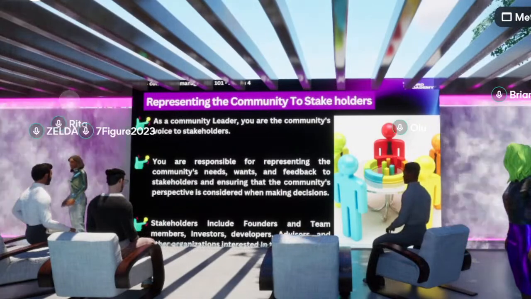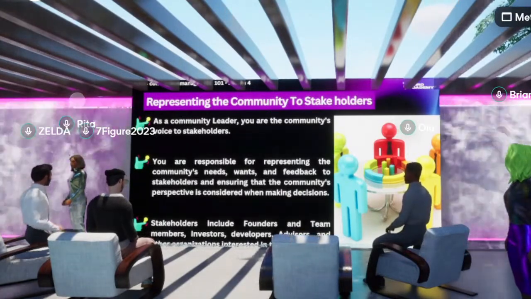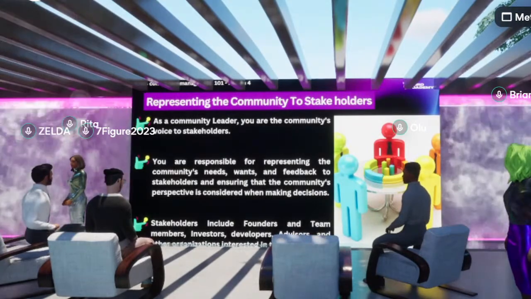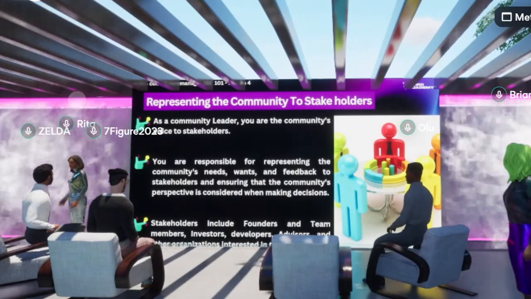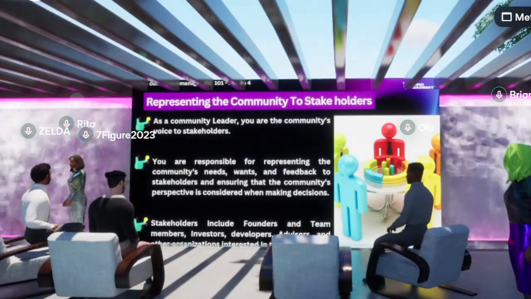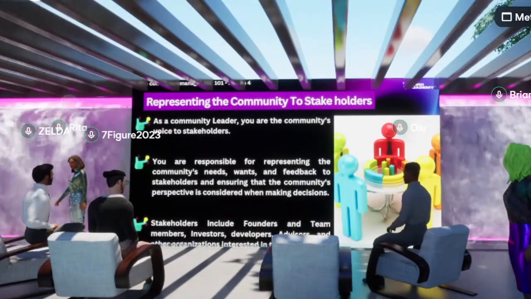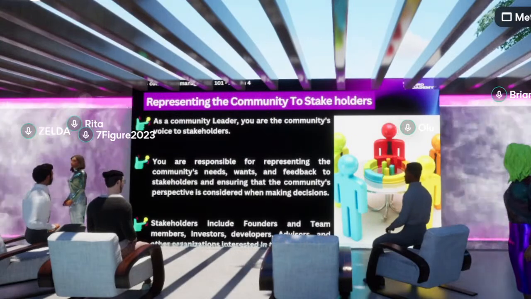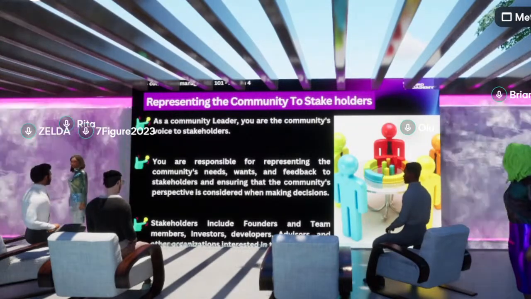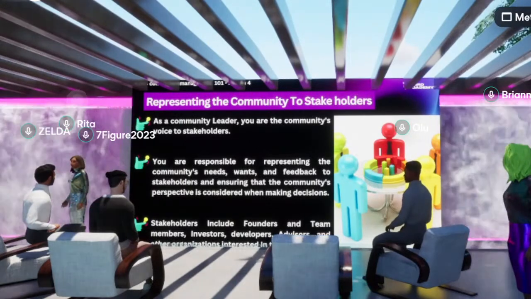When we say stakeholders, we mean the founders, the team members, investors, developers, advisors, and any other organization that is interested in the community. So you may have access to some or all of this group of persons, and you need to represent your community to these stakeholders. So you are the voice, right? You represent the community as a community leader, right?